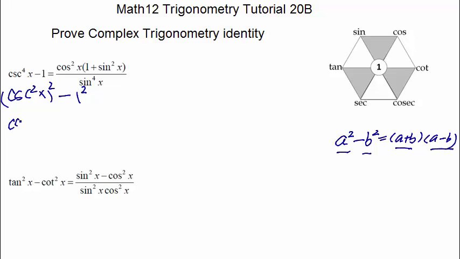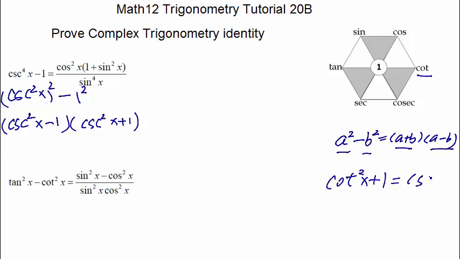All right, let's try to factor it. This becomes cosecant square x minus 1, and then cosecant square x plus 1. So cosecant square x minus 1 is just equal to cotangent, right? Because cotangent square x plus 1 equals cosecant square x. If you move 1 to the other side, it equals cotangent. So this is just cotangent square x, and this side is cosecant square x plus 1. We can do nothing here, just copy them down.